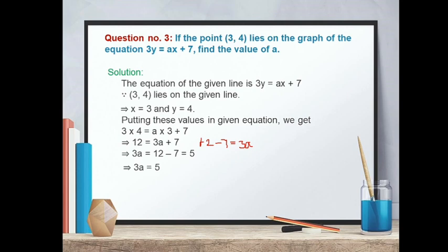Now 3 and a are in the form of multiplication, and here we want the value of a, so we will transfer this 3 to the right hand side. Since 3 and a are in the form of multiplication, it goes in the form of division, so a equals 5 divided by 3. Thus the required value of a is 5 by 3. So here we got the value of a.